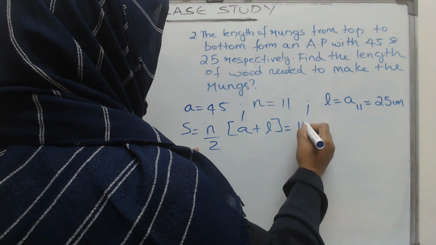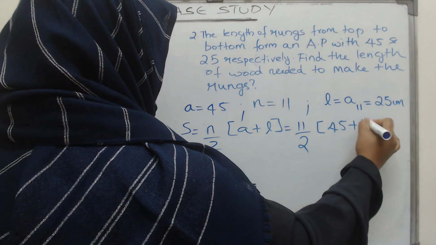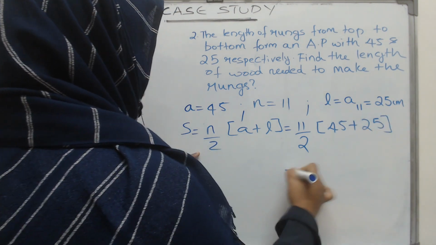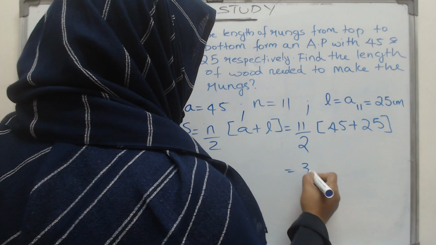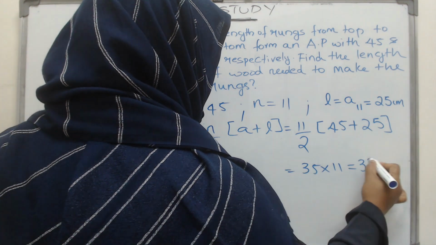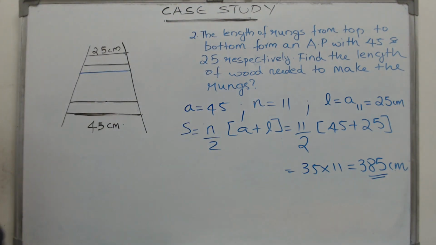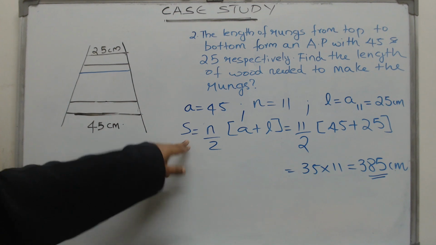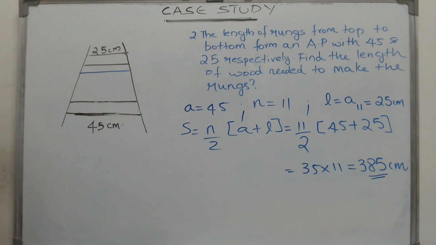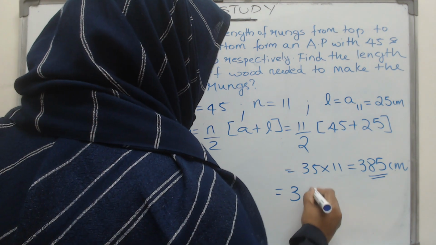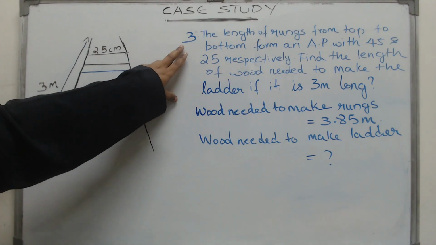So n is 11. We know there are 11 steps. The first step is 45. The last step is 25. So that would be 70. 70 by 2 is 35. 35 into 11 is 385 centimeters. Please remember it is in centimeters. So the length of the wood needed to make all of these rungs together is 385 centimeters, or if you want it in meters, it is 3.85 meters. So we move on to our third question.